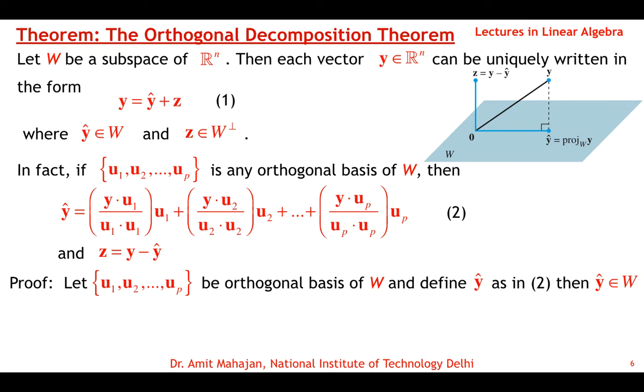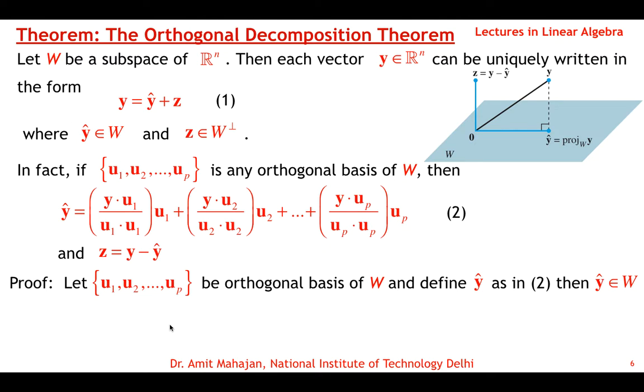So to start with, let u1, u2, up be an orthogonal basis of W, okay, and let us define y cap as given by this equation. So let this be a basis for W, and let y cap be a linear combination of this. This is sufficient to prove that y cap belongs to W, because if these vectors span all of W, and if any vector can be written as a linear combination of the basis, then that vector also belongs to that space, okay. So y cap belongs to W, that's one thing.